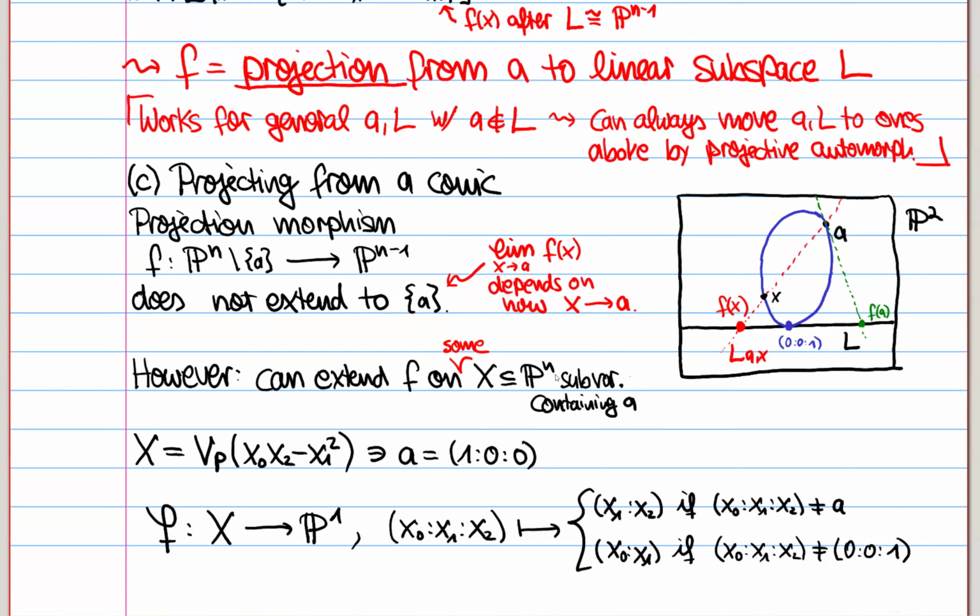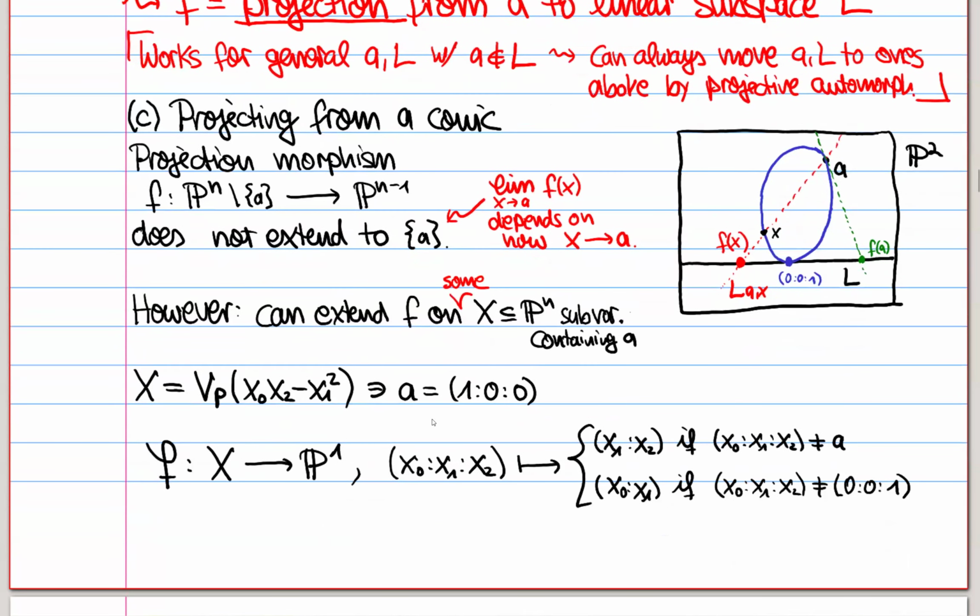So we take n to be 2, we work in a projective plane, and take X to be this hypersurface cut out by x0 x2 minus x1 squared. This is a hypersurface, it's cut out by a single equation, and it's quadratic, so it is actually a conic. And this contains the point A, which is (1, 0, 0), because if you plug in x1, x2 equal to 0, you get 0 here. So in the picture until now, we have the ambient space P^2, we have X, this vanishing locus here, and we have A inside here.